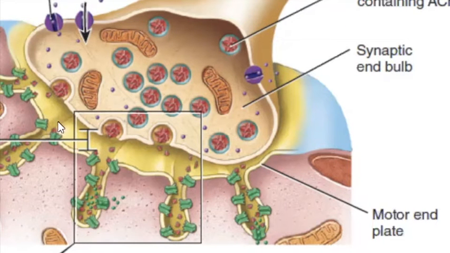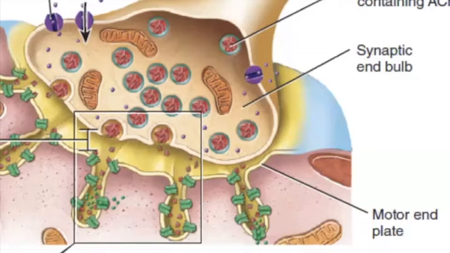So this yellow region over here is the motor end plate. That's a region on the muscle fiber. Here they're calling it the synaptic end bulb, or terminal bouton, whatever. This is the junction, or the synapse. And in between the terminal bouton, the synaptic end bulb, and the motor end plate is the synaptic cleft, a little space.